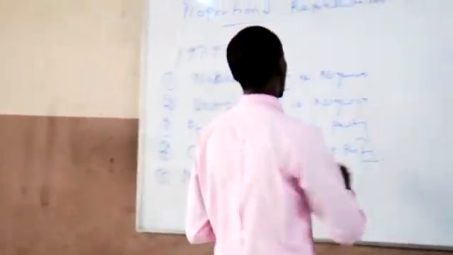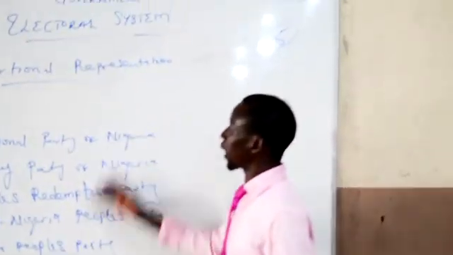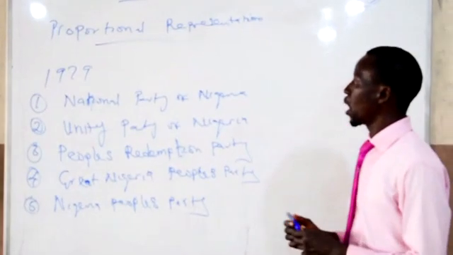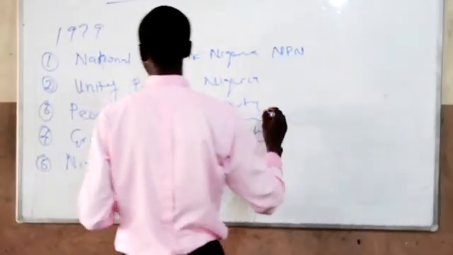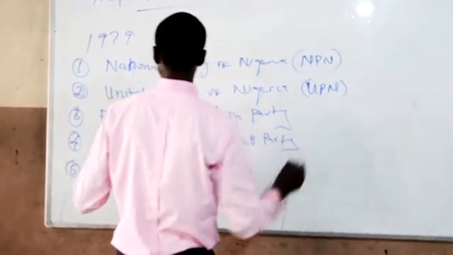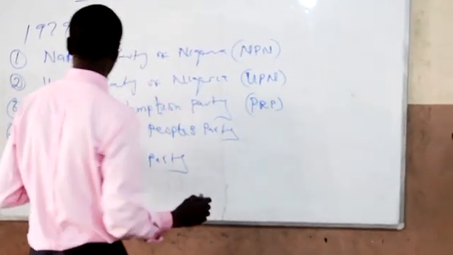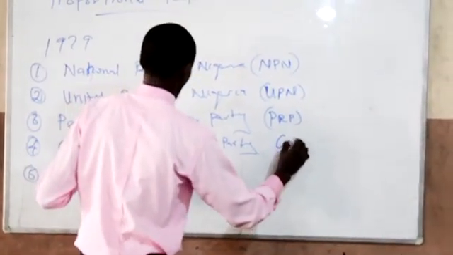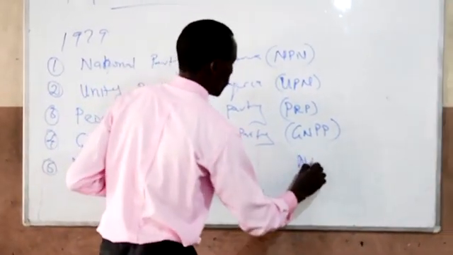So let's look at this. We have 5 of them, and let's assume an election takes place. We have the NPN, that is the National Party of Nigeria, the UPN, then the PRP, then the GNPP, and finally the NPP.